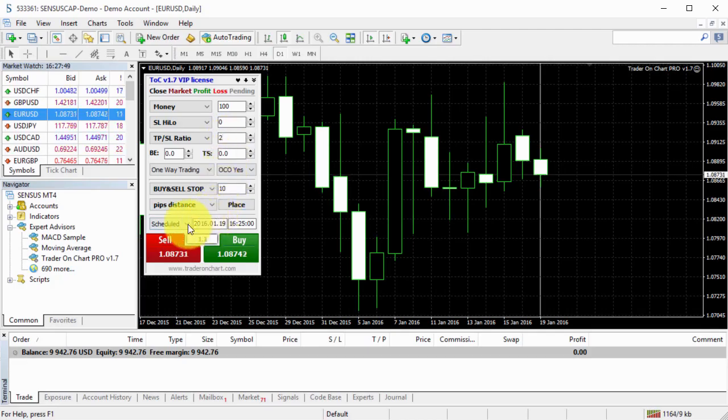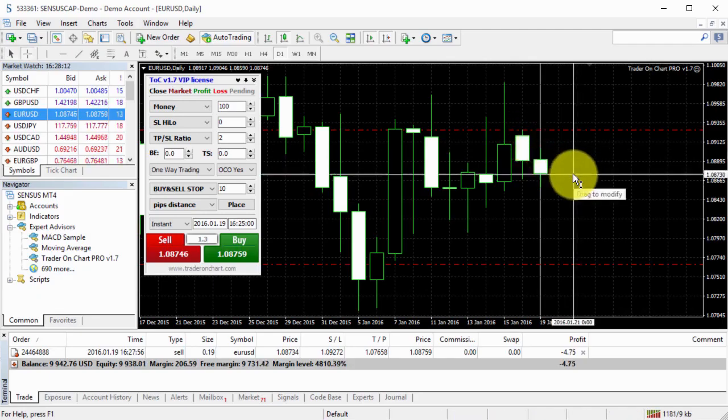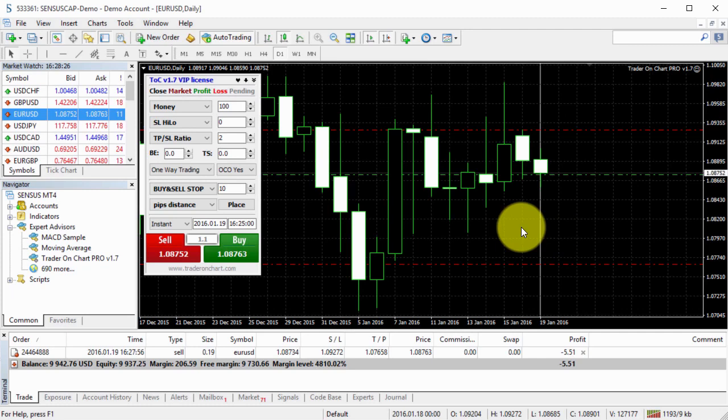And let's say I will switch to instant execution now, and I will click the sell trade. I click sell, and immediately it opens a sell trade, and then it places a stop loss right here, exactly at the high price of the last closed bar. And now I can see that my stop loss is about 53 pips. So this makes my take profit to be around 106 pips. Isn't it cool? Yeah. So let's try another one.